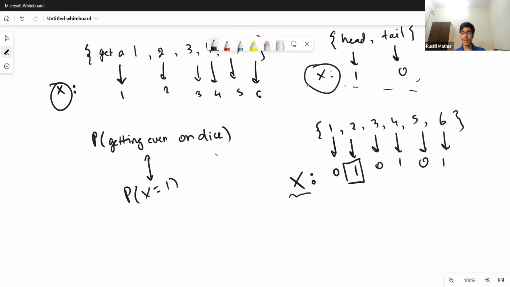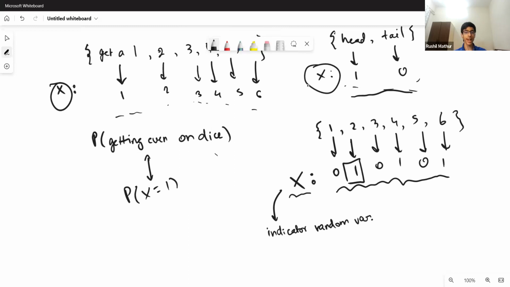Also, one interesting thing we noted is that here all the answers are 0 or 1. Here also they're 0 or 1. Here they're not. Here they're like 1 to 6 or something. So whenever the answer is either 0 or 1, which is like a binary output, we call this an indicator random variable. Again, totally irrelevant and basically useless, but definitions are definitions, so we should just remember it. So this is the basic idea.